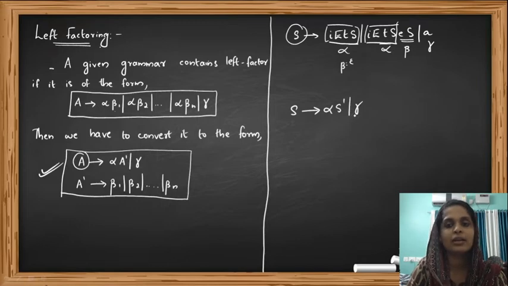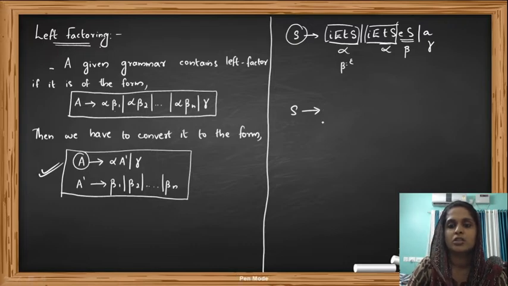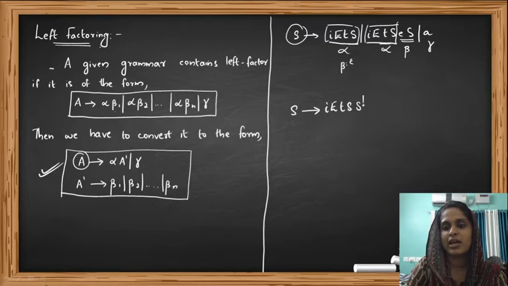So how can we write it? Instead of alpha, we have to write iEtS. So we can change it to iEtS S dash. iEtS is our alpha, so alpha S dash. Instead of alpha S dash, we can write like this.